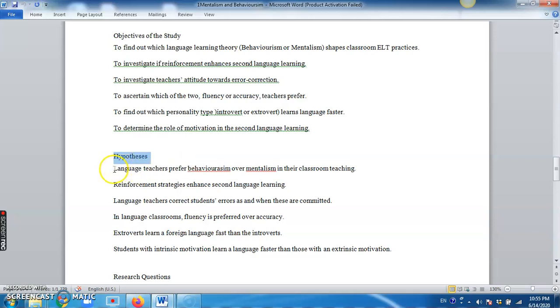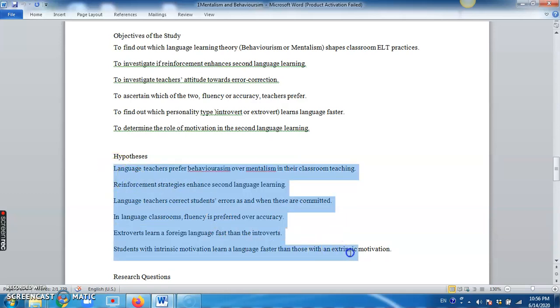So these are the few things related to hypotheses. Although it is very simple, and that's why I call it BS research. Language teachers prefer behaviorism over mentalism in their classroom teaching. This is one of your hypotheses, a hunch, an intuition. Now if your data reflects this, you can report it in chapter 4. If your data supports this, like language teachers prefer behaviorism, you have to draw a table and enter your responses, strongly agree in this, and then you have to discuss.